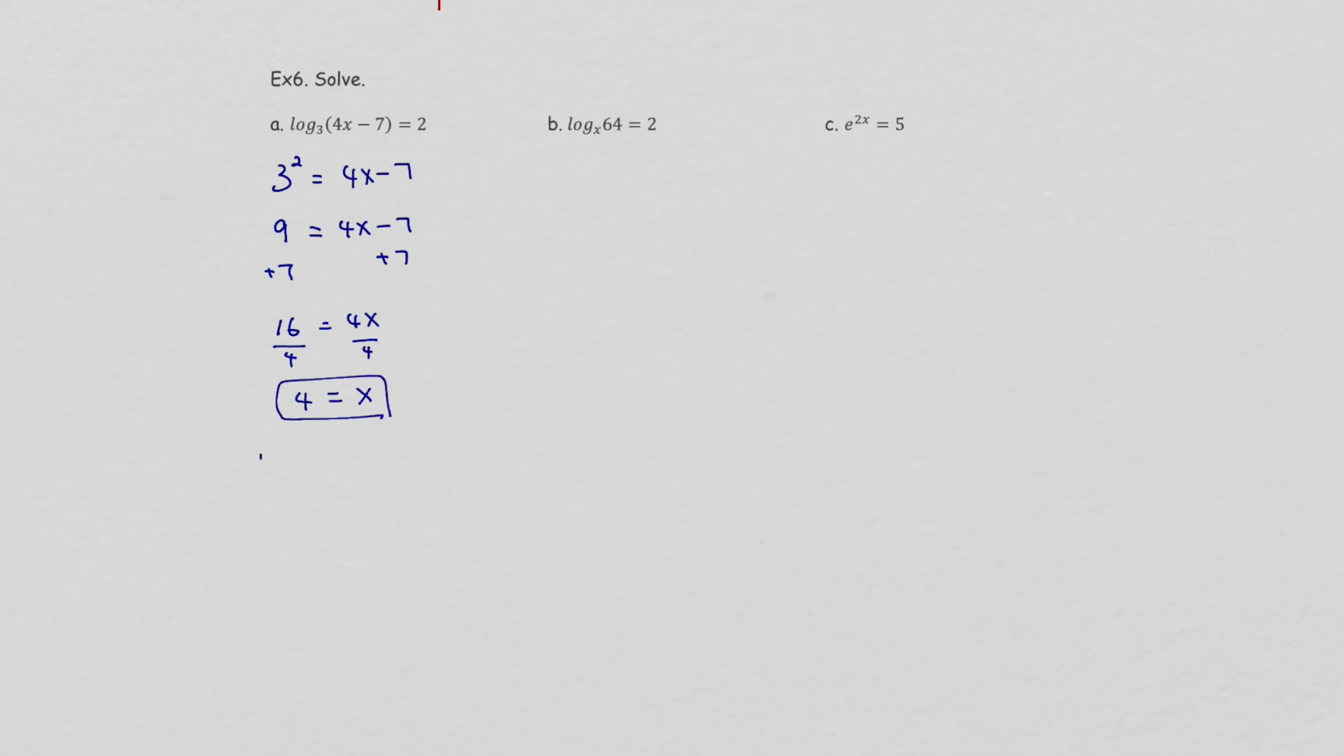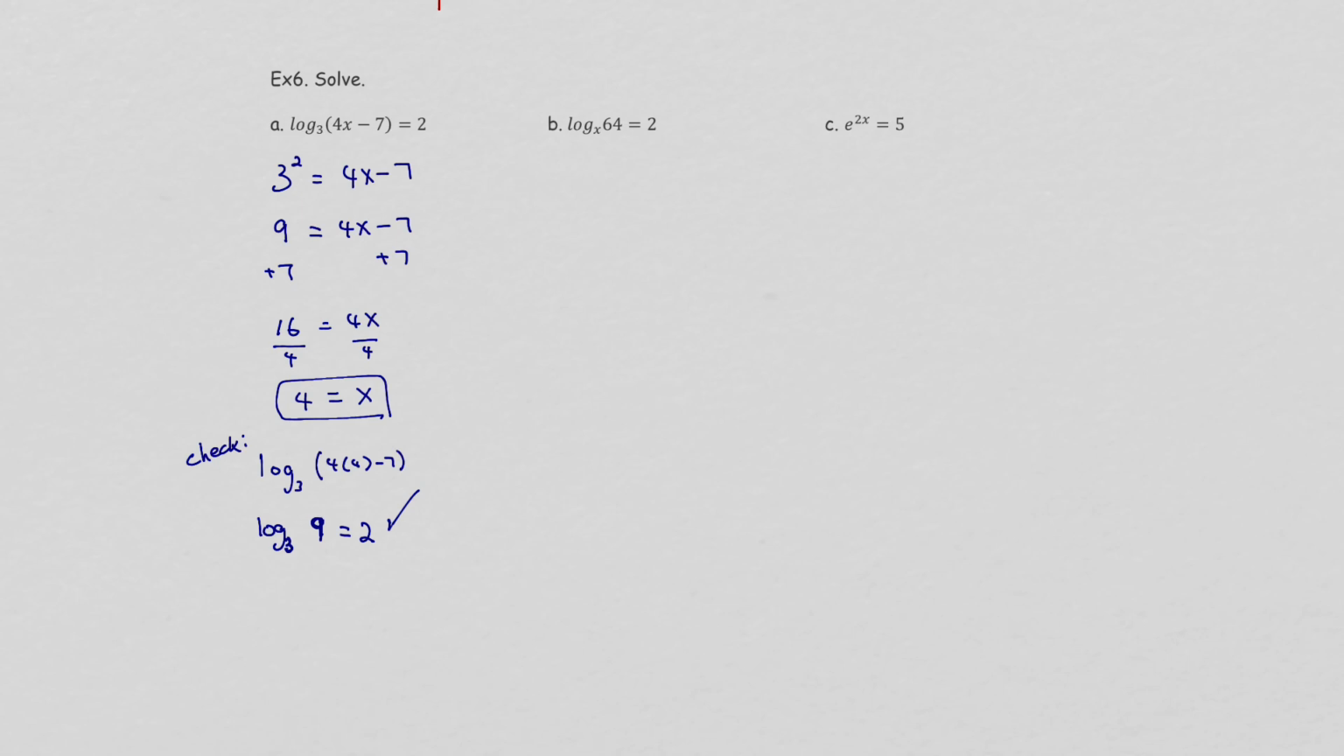You should be able to check. Always, you should be able to check any equation you solve. That's going to be log base 3 of 4 times 4 minus 7, right? That's 16 minus 7, so it will be 9. And for 3 to become 9, you need the exponent 2, right? And it checks out. So we know x should be 4.